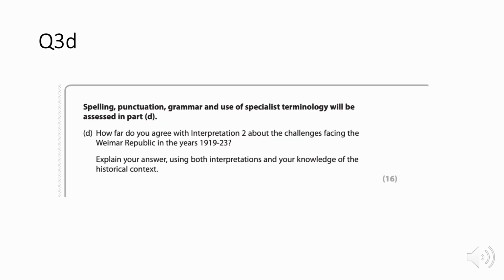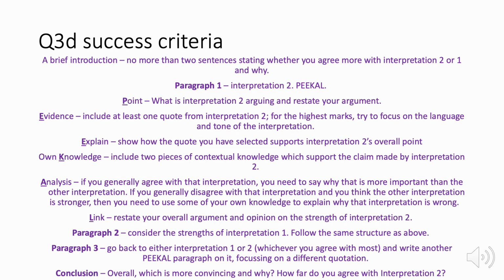Okay, and the bit I want to focus on now is the hardest question, so question 3D, and it'll ask you, how far do you agree with interpretation 2 about the challenges facing the Weimar Republic in the years 1919 to 1923? Okay, this is quite a difficult question, so it is 16 marks, and there's also going to be SPAG assessed as well, so it's technically out of 20. There's 16 marks for the quality of your answer and 4 marks for SPAG. So this is how we recommend you approach it.